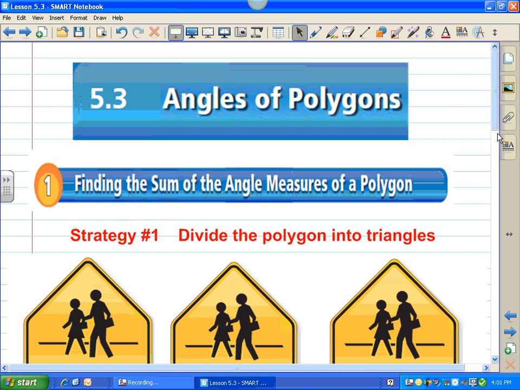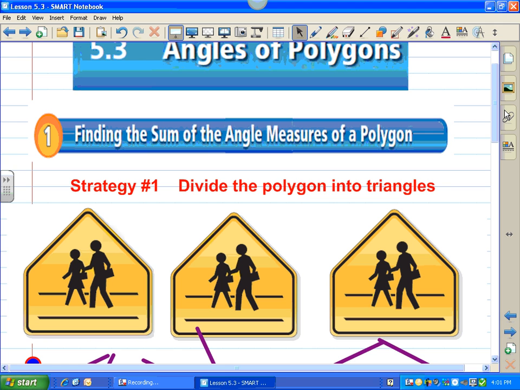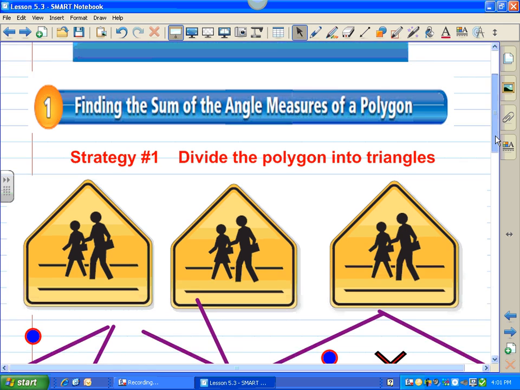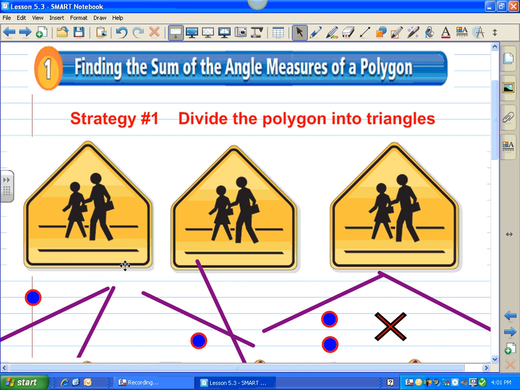In today's lesson, you should be able to find the sum or total degrees in a given polygon. So let's take a look at our first example. We have a polygon. It is a pentagon because there are 5 sides. We want to know how many total degrees, or the sum of the measure of the angles in a polygon.